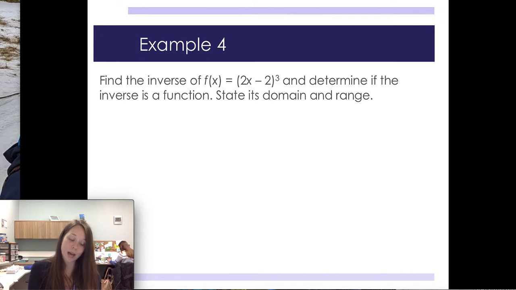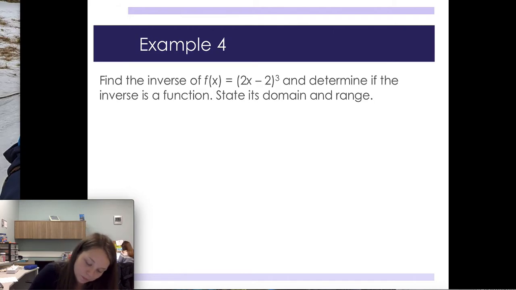What we're going to talk about next is finding inverses of functions that are not just linear, but of higher degreed powers. Find the inverse of f of x equals (2x minus 2) all to the power of 3 and determine if its inverse is a function, then state its domain and range. First things first, to find the inverse, remember f of x is the same thing as y, so we're going to switch the y and x variables and then solve for y.